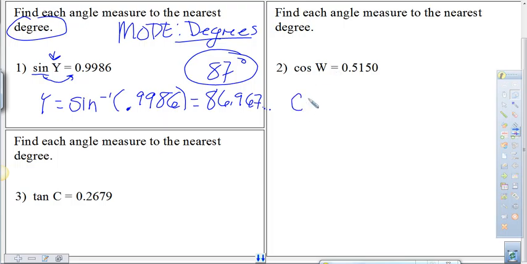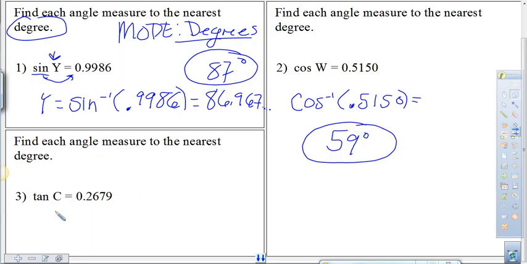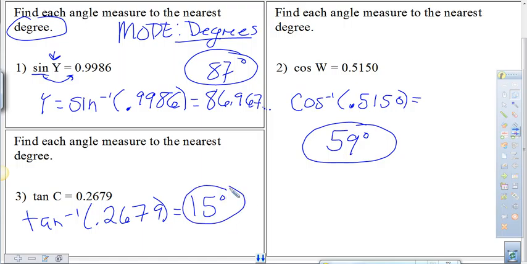Okay, same deal here. You're going to do the cosine inverse, which is second cosine of 0.5150. Just make sure you know where the buttons are and it works. This one should give you 59 degrees when you round it. And for the tangent inverse of 0.2679, you should get 15 degrees.